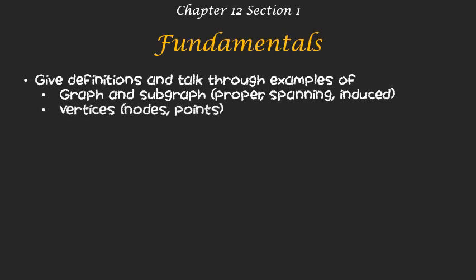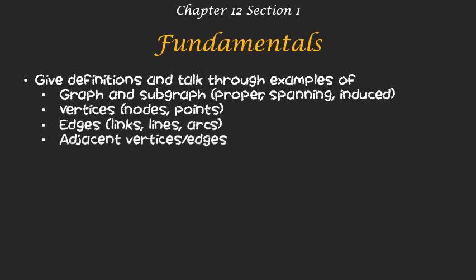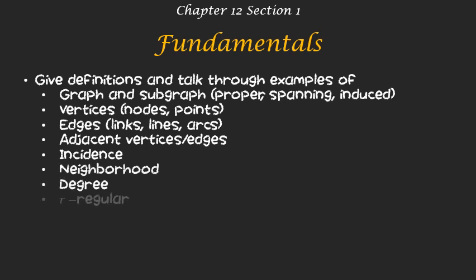What's a vertex? They sometimes go by the terms nodes or points, depending on what field you're working in. Edges, or links, lines, arcs. What it means for two vertices or edges to be adjacent. What it means for a vertex to be incident with an edge. What a neighborhood is. What the degree of a vertex is, and what it means for a vertex to be r, or for a graph to be r-regular. So we'll go through all these terms.